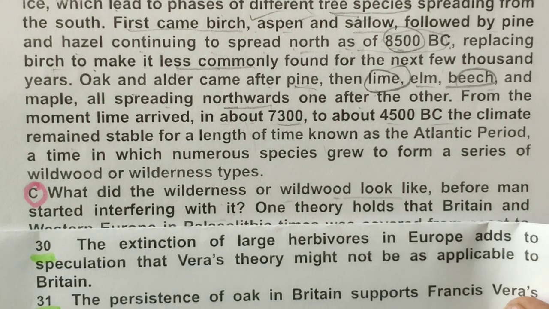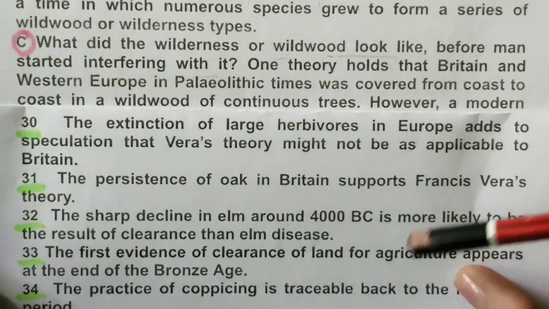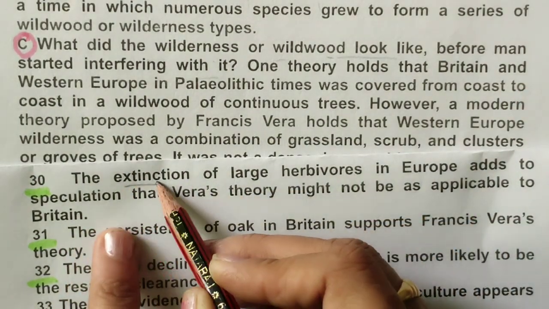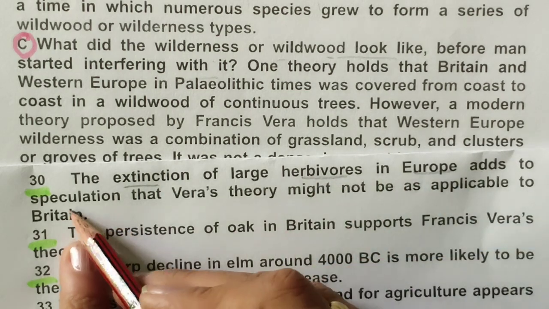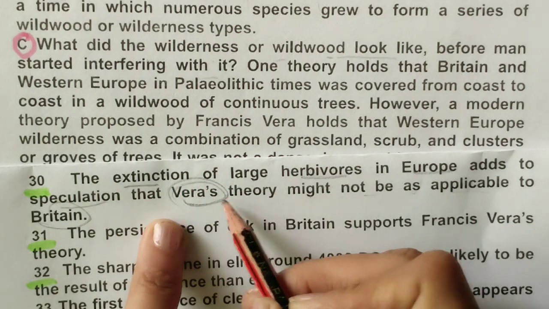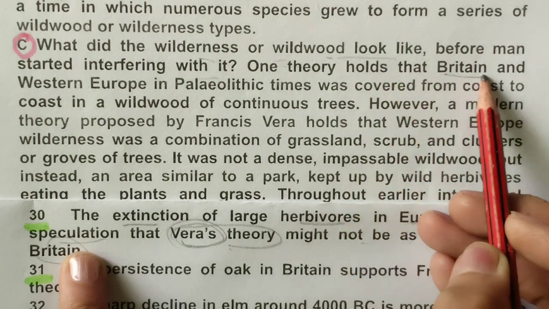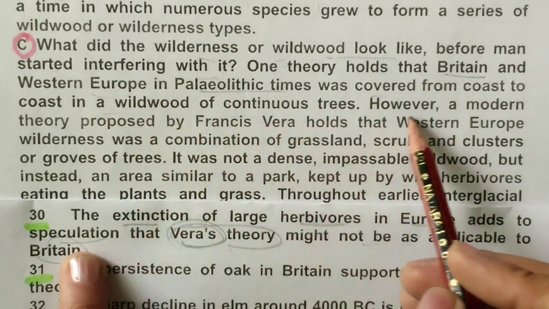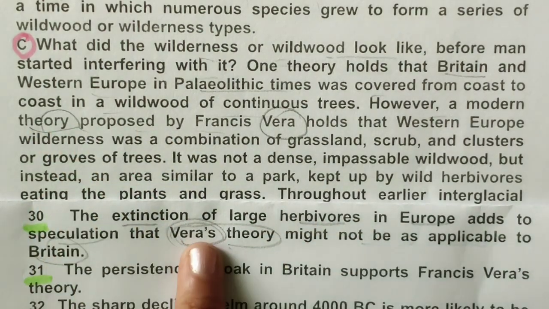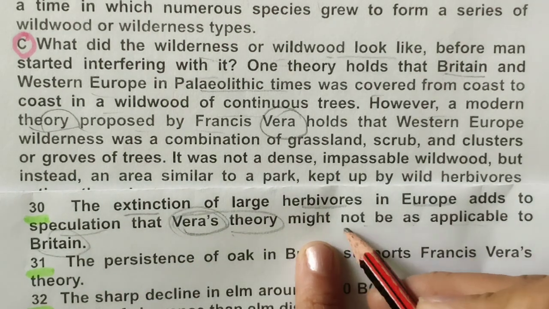Now 30 number. Now C, B paragraph we have done, C paragraph it will be there. So let's see the 30 number question. Okay, we are looking for extinction of large herbivores in Europe adds to speculation that Vera's theory might not be as applicable to Britain. Okay, so this person name is there. Let's find this person's name first. Britain and Western Europe covered. However, a modern theory, now this person name is there. Theory word is also there. So we are looking for extinction of large herbivores in Europe adds to speculation that it might not be as applicable to Britain.